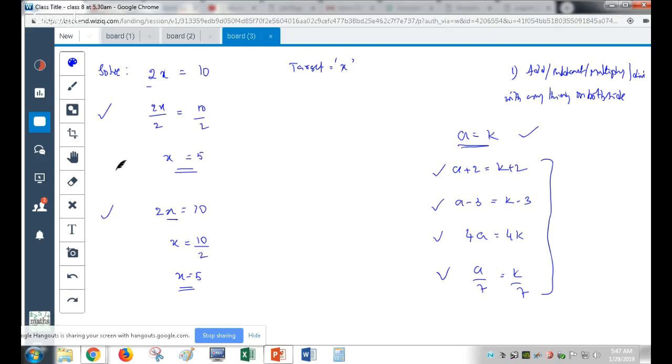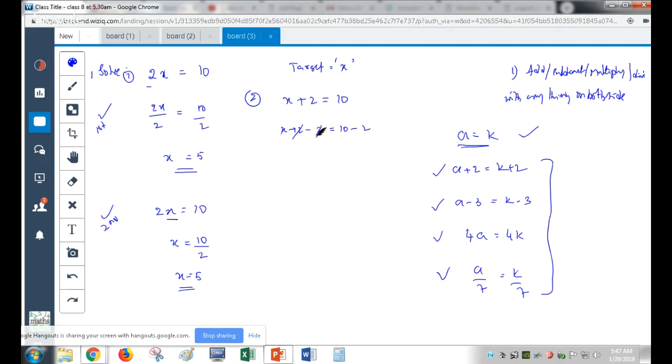So either you can do in the second method or you can do in the first method. Both methods are okay. So this is example number 1. Now let us do 2. x plus 2 is equal to 10. So we don't want this 2. Here you subtract 2 on both sides.